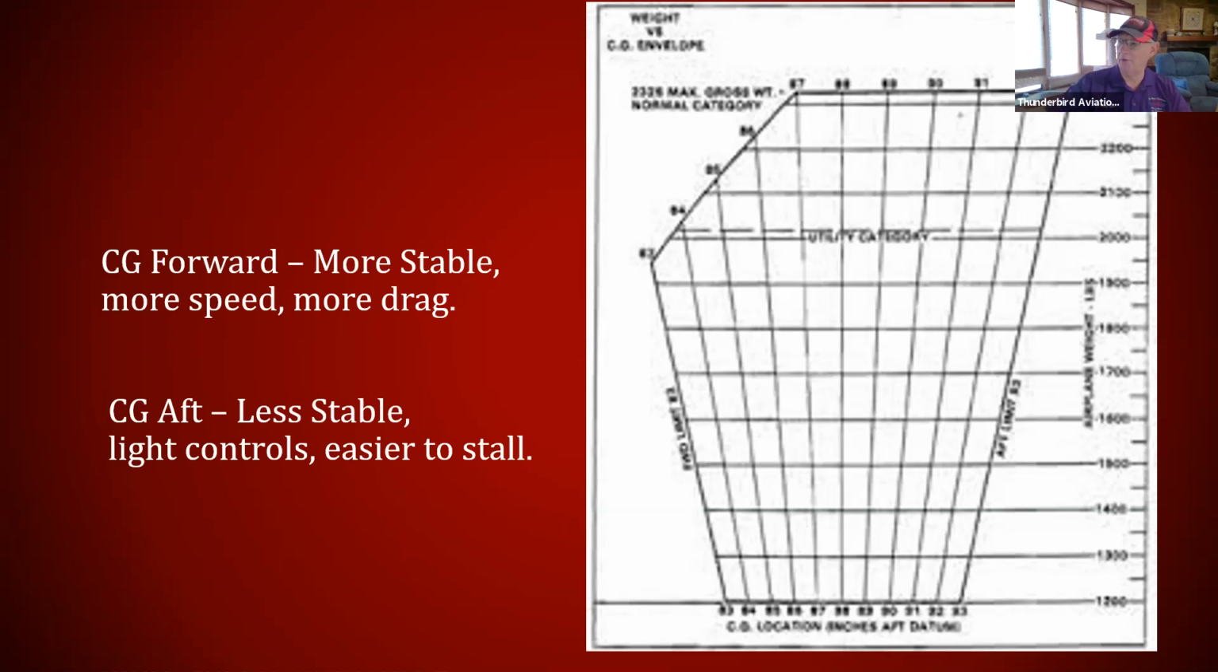If it's too far aft, past the aft limit, if the airplane gets into a stall, you may not have enough elevator authority to get the nose down to break the stall. So that's one of the many things that they're testing when they're getting the airplanes together in order to be able to get the information together.